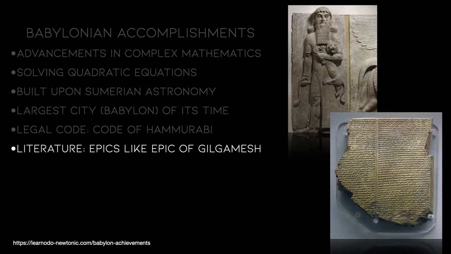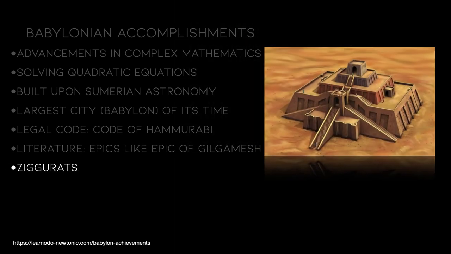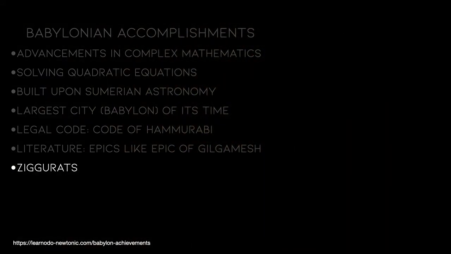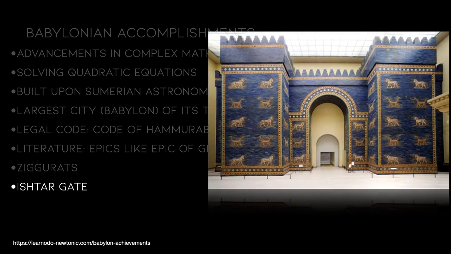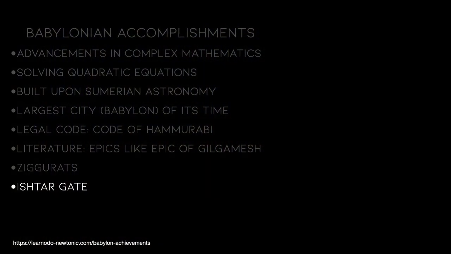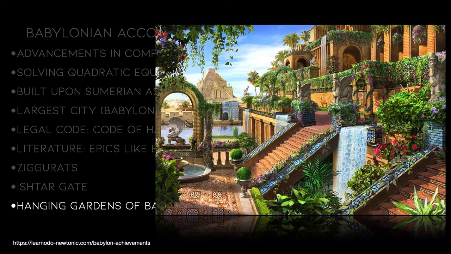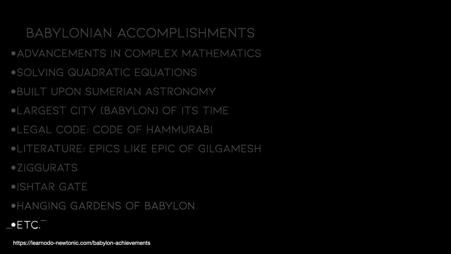And what else? Ziggurats, the big pyramids, stepped pyramids that they're very famous for. The Tower of Babel would be an example of this. And of course, the Ishtar Gate, which I mentioned earlier, the Hanging Gardens of Babylon. There's the Ishtar Gate rebuilt in a museum in Germany, I believe. And again, the Hanging Gardens of Babylon were quite famous. This is an artist's rendition of what that would have looked like. So these are some of the great accomplishments of the Babylonians.